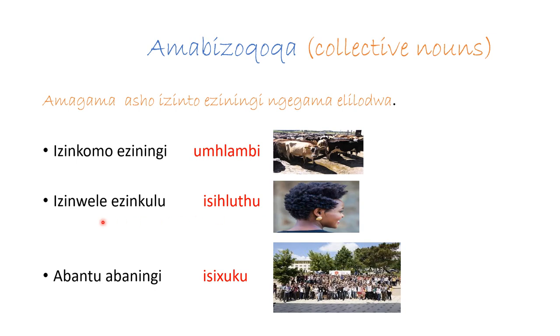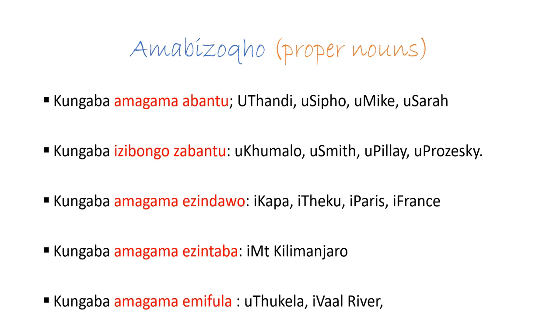And the second one is izinwele ezinkulu. You can see here, she's got big, lovely hair. And if your hair is big, we call it isihluthu. And again, another collective noun that we have here, when we talk about many people, look at them here, there's so many. So we say, abantu abaningi isixuku. So these are your collective nouns: umhlambi, isihluthu, and isixuku.